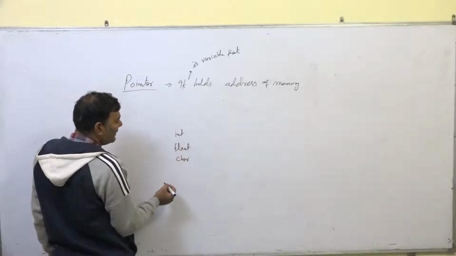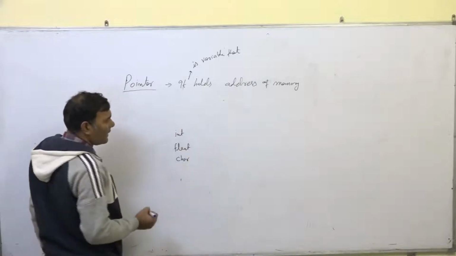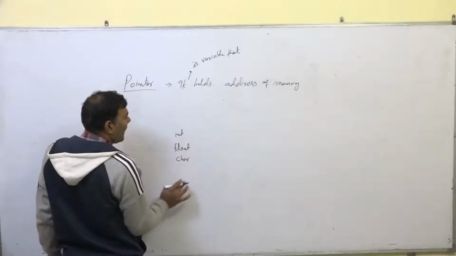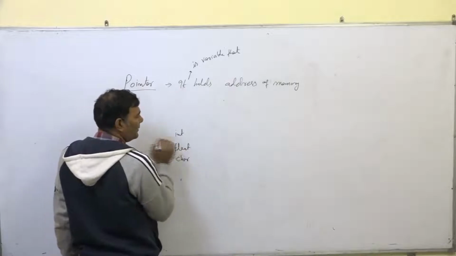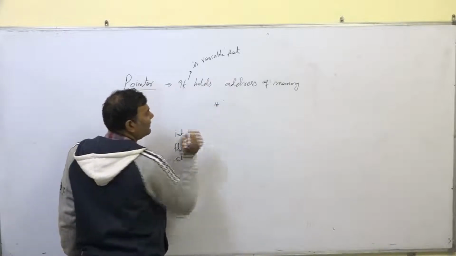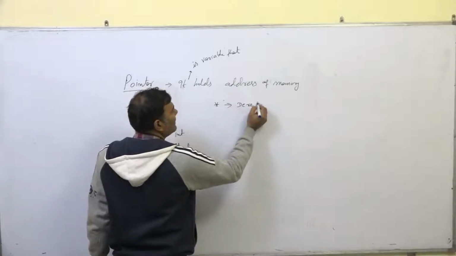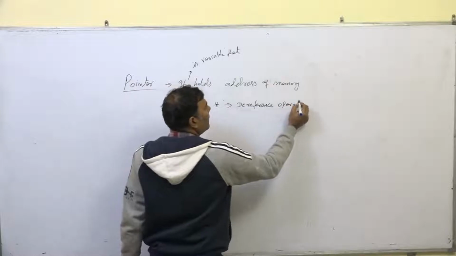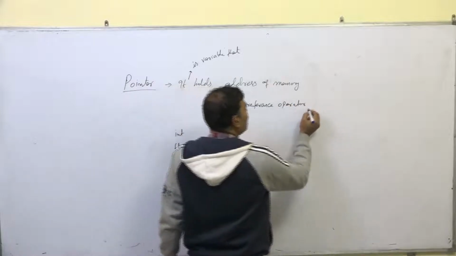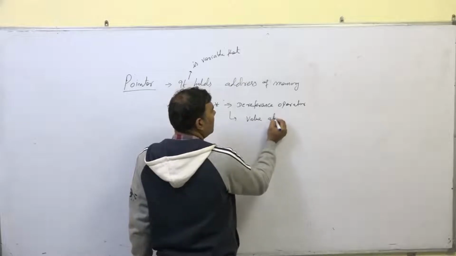Int, float, char. So there are different types of data type. According to data type, we can define pointer. So how pointer is going to be represented? Using a star. A star is known as dereference operator, and sometimes we can say it is value at.